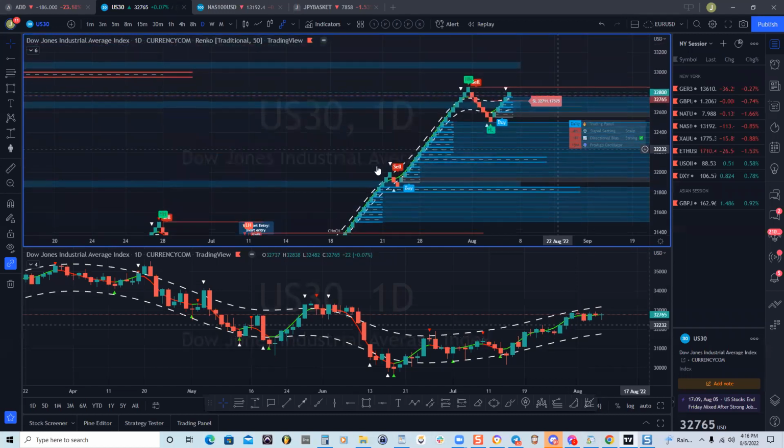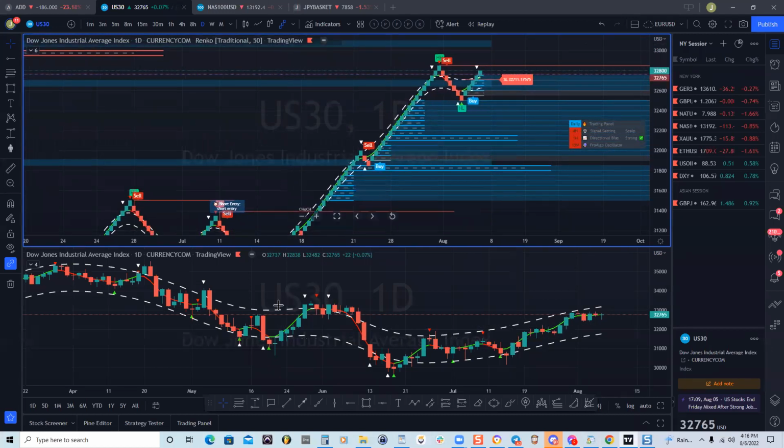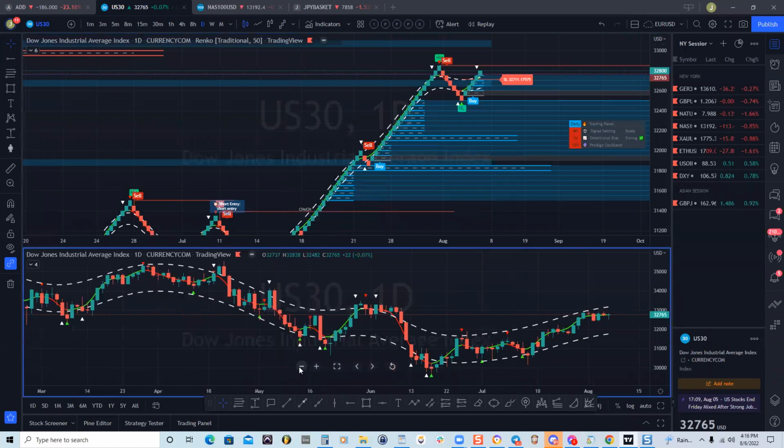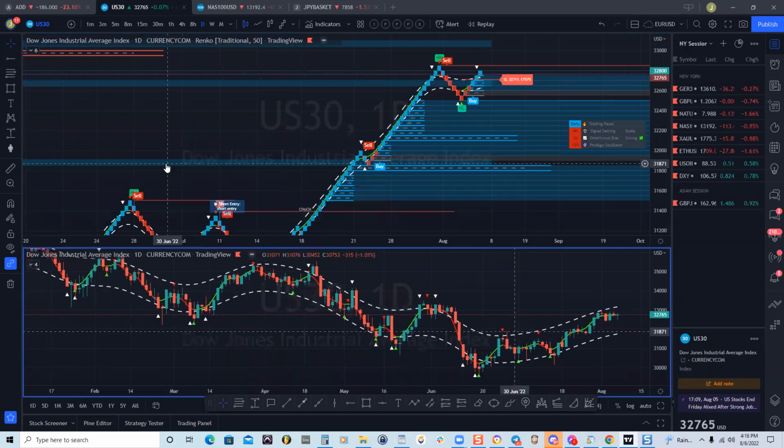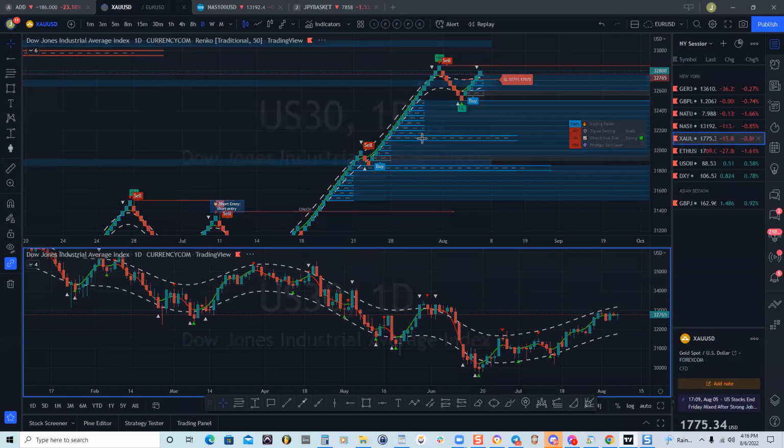You're just being patient, looking for the right setups. Don't you have to change the setting on the chart though, when you're using it on Forex? On the 15-minute, you don't. But on the daily, you could just keep it.